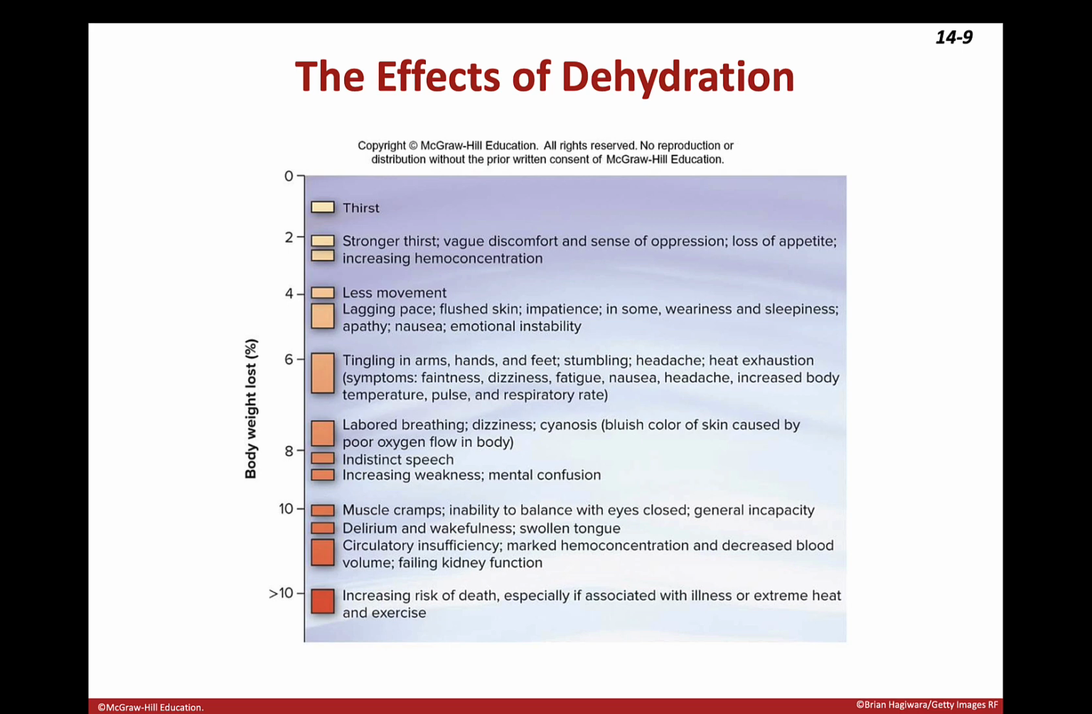There'll be delirium and wakefulness, a swollen tongue. Circulation at this point in time will be insufficient. There'll be significant hemoconcentration, a major decreased blood volume. We're now starting to look at kidneys failing. Once we lose even more, greater than 10%, we're really looking at increasing the risk of death, especially if this is associated with illness or extreme heat and exercise.